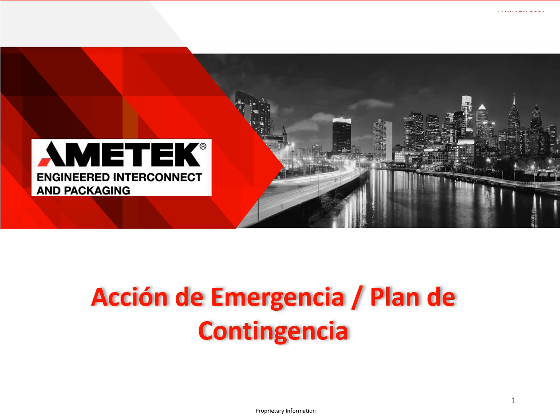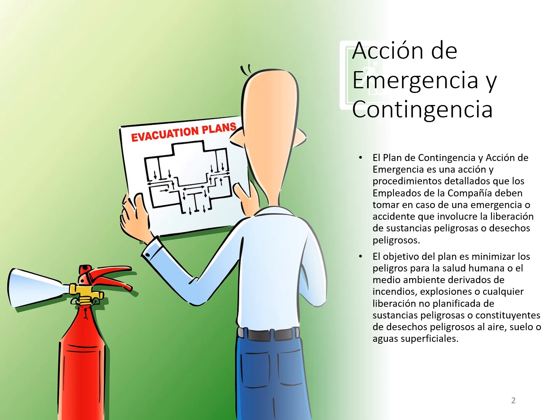Emergency Action and Contingency Plan Training. Emergency Action and Contingency Plan is a detailed actions and procedures the company employees must take in the event of an emergency or accident involving hazardous substance or hazardous waste release. The objective of the plan is to minimize the hazards to human health or the environment from fires, explosions, or any unplanned release of hazardous substance or hazardous waste constituents to air, soil, or surface water.